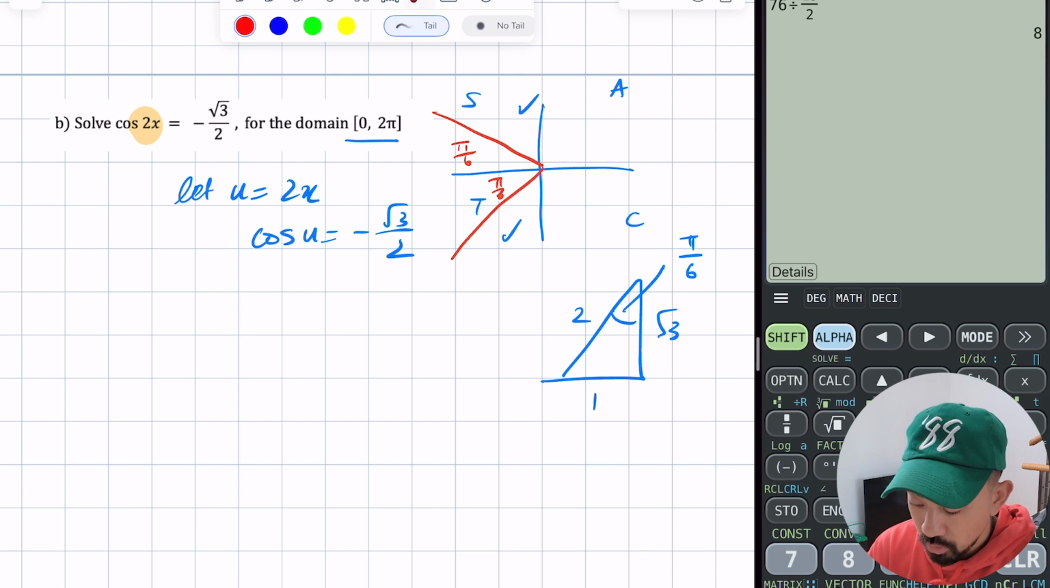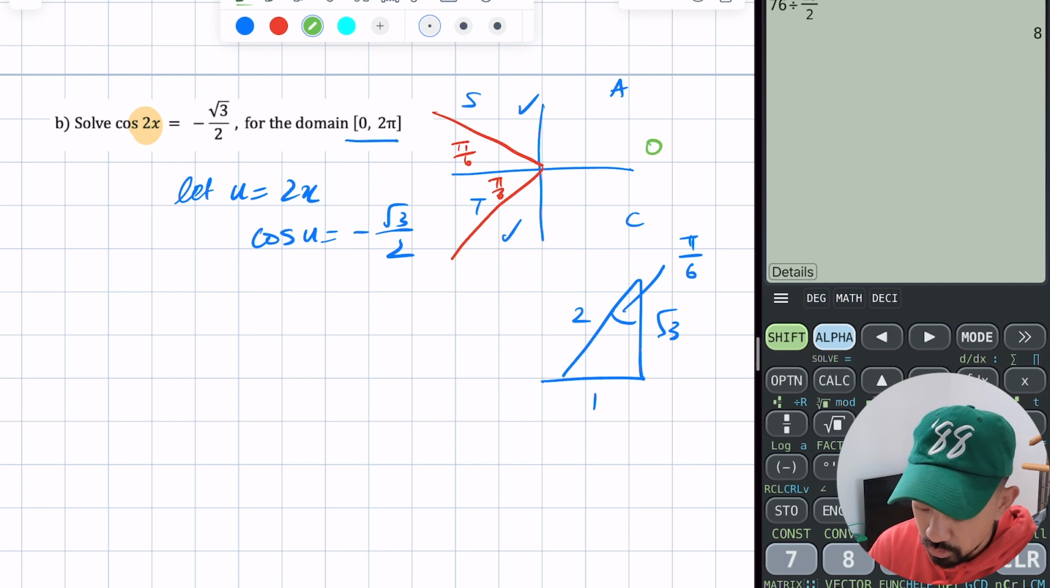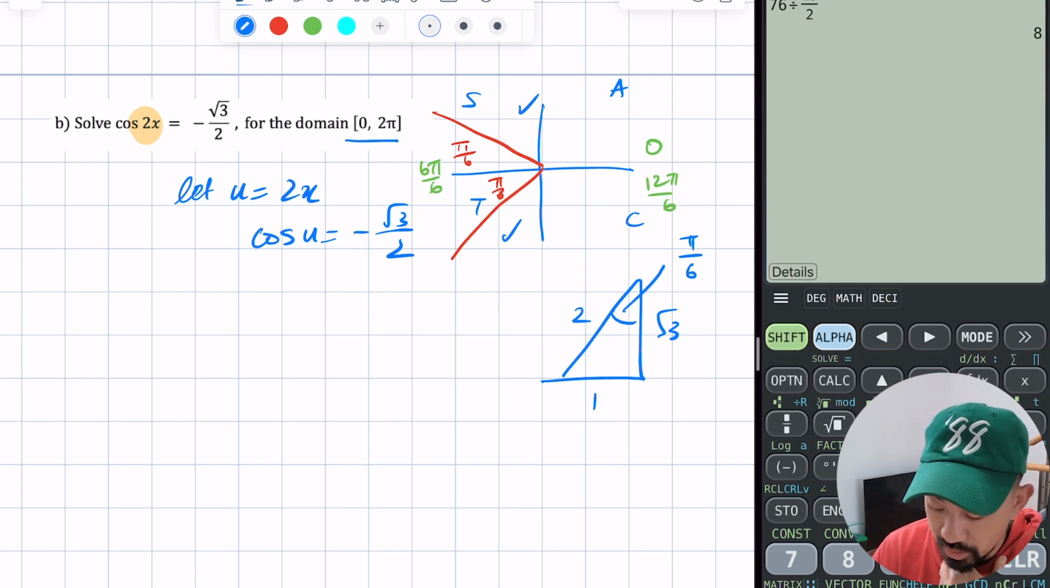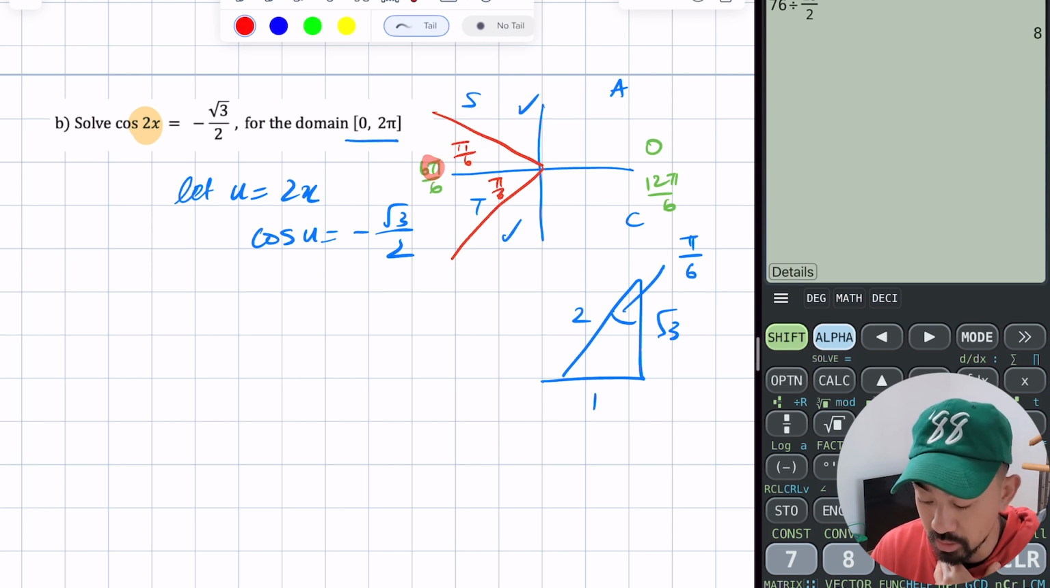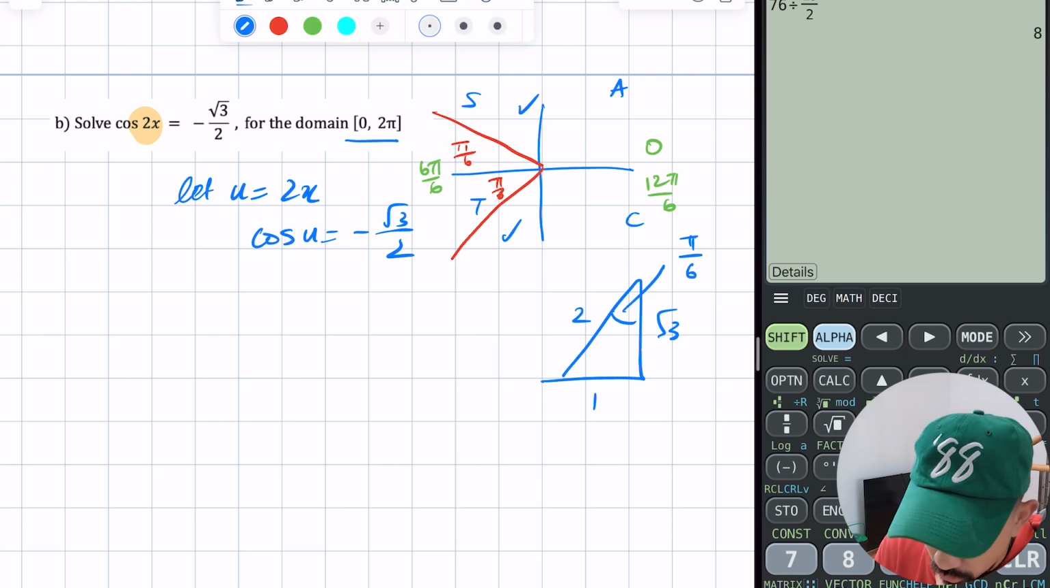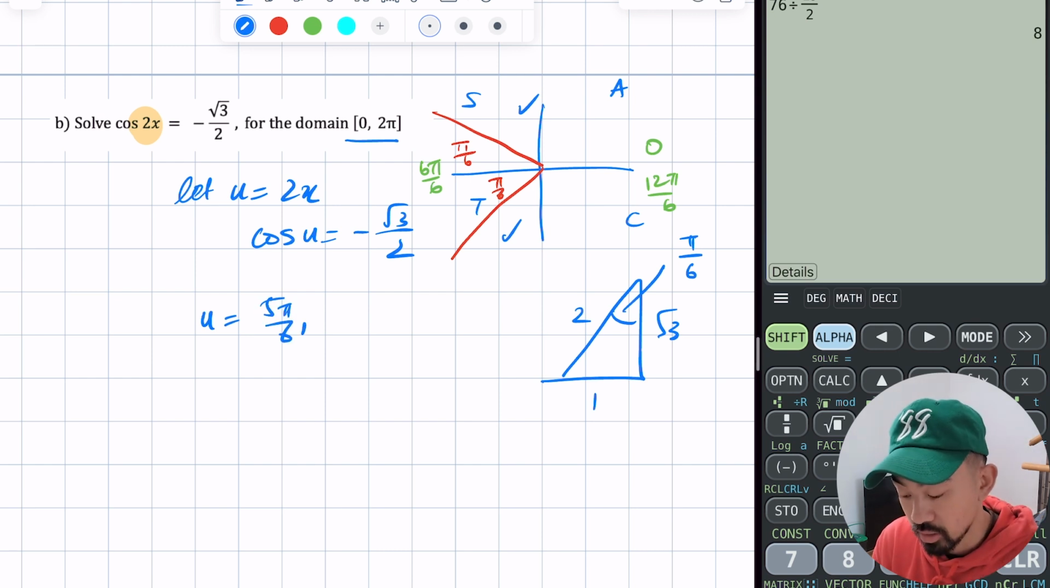Okay, so going around the circle is 0 to pi and then pi to 2 pi. So I've got 0 to pi to 2 pi. But because we're using a denominator of 6, I'm just going to make that 6 pi on 6. I'm going to make this 12 pi on 6. Okay, that way I can quickly tell, all right, what's this angle going to be? Well, it's going to be 6 pi on 6 minus pi on 6. So u is equal to 5 pi on 6, and then 6 pi on 6 plus pi on 6, so 7 pi on 6.